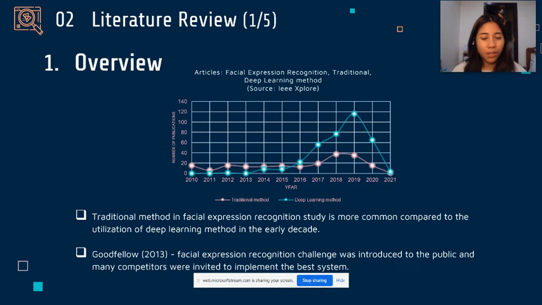Literature review. The overview for this study is that we have observed the number of publications on facial expression recognition for both traditional and deep learning methods. As we can see in the graph above, the traditional method in facial expression recognition study is more common compared to the utilization of the deep learning method in the early decade, from 2010 to 2015. And slowly in 2013, Costello mentioned that the facial expression recognition challenge was introduced to the public and many competitors were invited to implement the best system. This is where deep learning study has been slowly increasing over the years in image recognition.